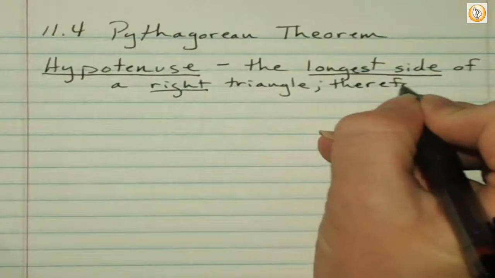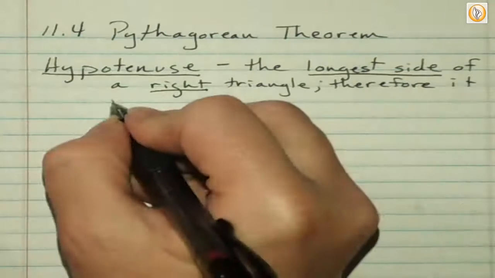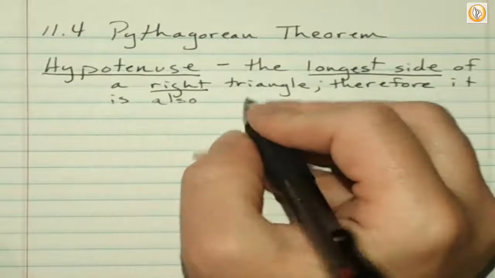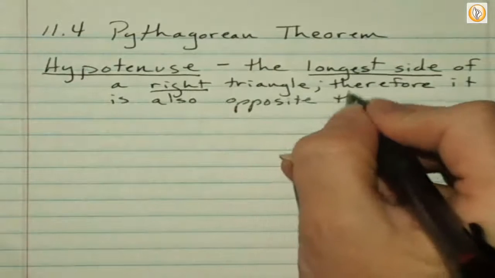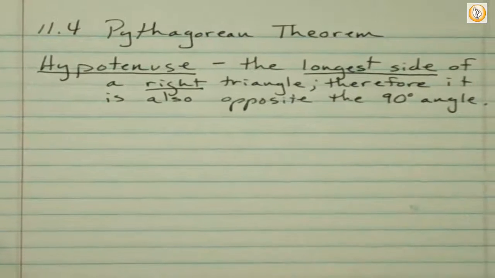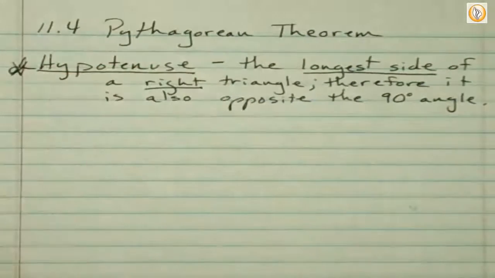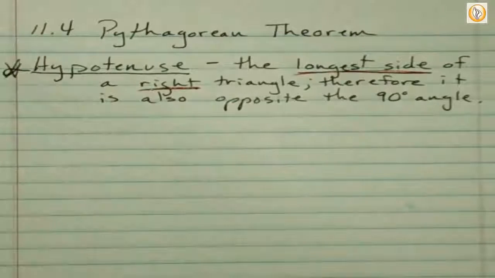Therefore, it is also opposite the 90-degree angle. Okay, so hypotenuse. That is the most important thing you need to know. The hypotenuse. It's the longest side of a right triangle.